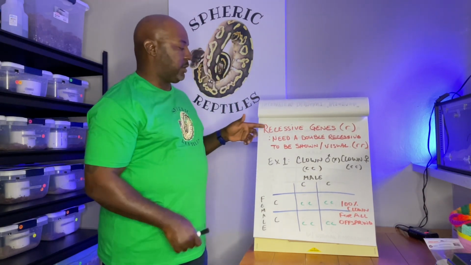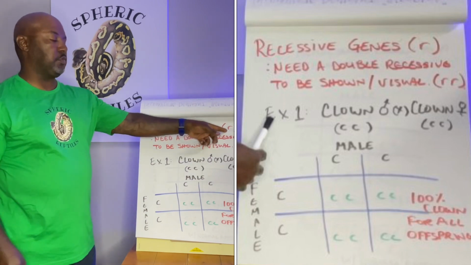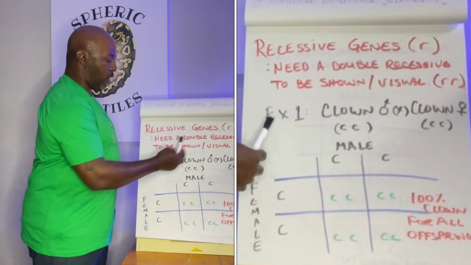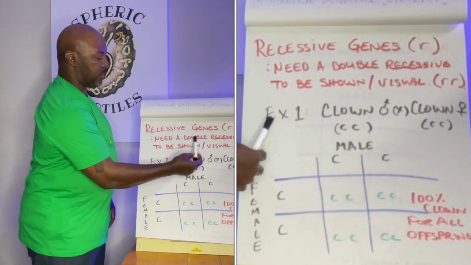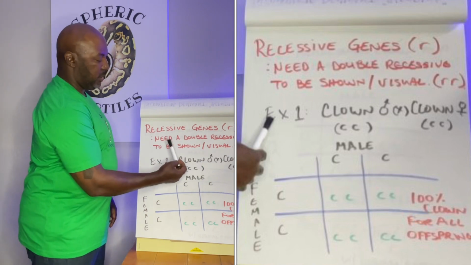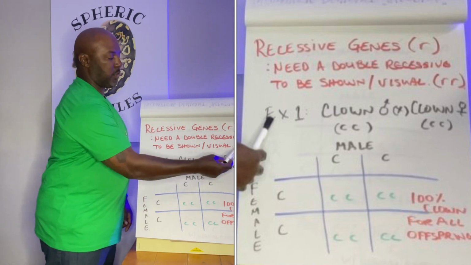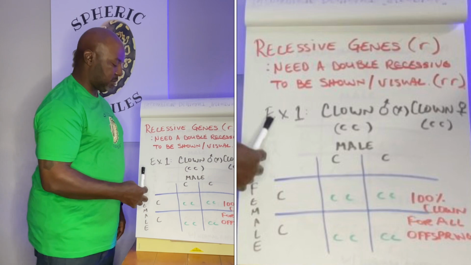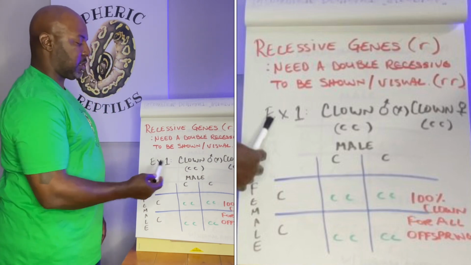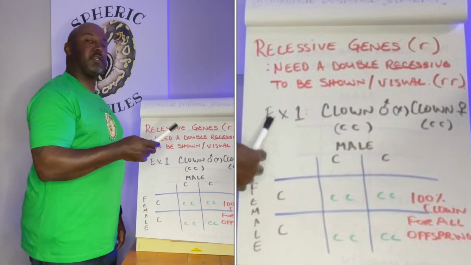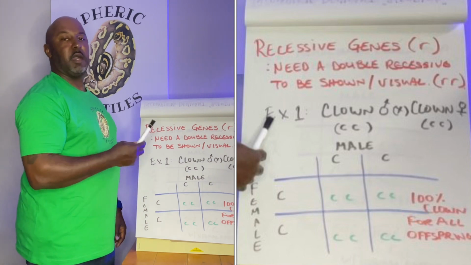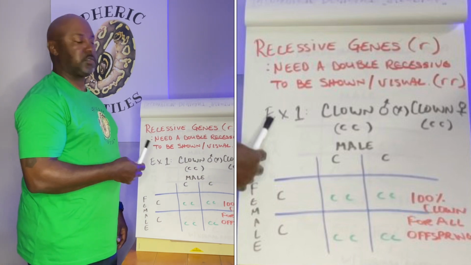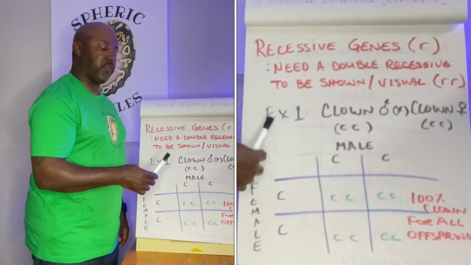So now we'll discuss the recessive genes, which you remember are designated with small r, and there you need to have a double recessive to be a visual or to show. So you got 2 small r's, so it's homozygous. And the first example I'll use is a clown to a clown. Of course, you can look at the picture here on the screen of the clowns that I'm going to use for this example, just to give you a visual expression.